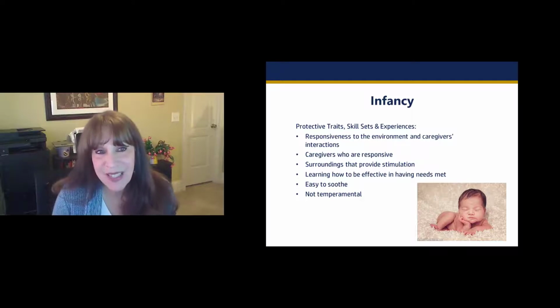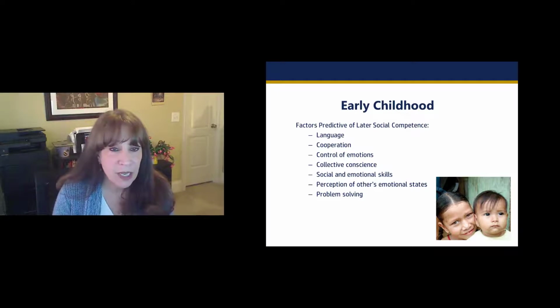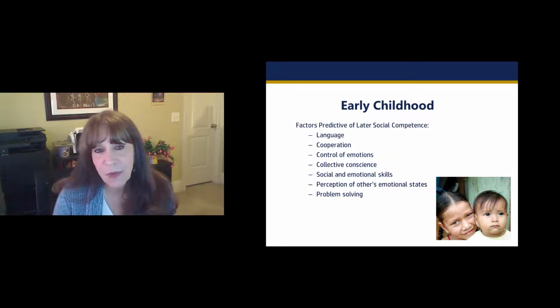Now, I'm going to roll through these very quickly, but these things need to be in place in infancy, right? Caregivers who are responsive, surroundings that provide stimulation, easy to soothe is a temperamental trait that portends a good outcome. Same thing in childhood. Now we're getting more complex in what is needed, but these are the kinds of factors that are predictive of later social competence, if you can get through early adulthood and learn these skills.